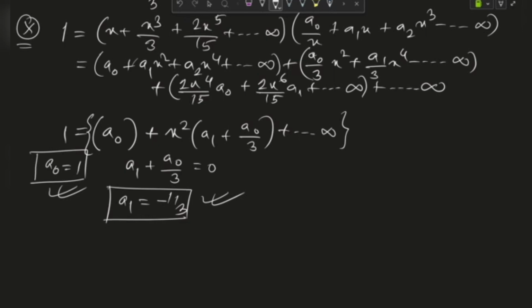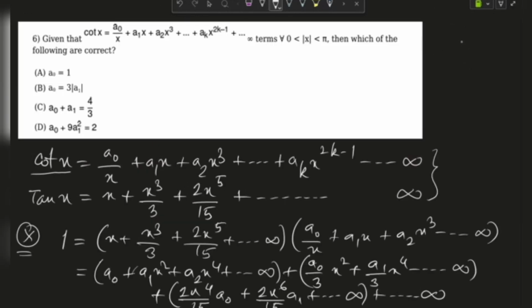Now we will go on to the options. In our options, capital A says a0 is 1, which is absolutely correct. In option B we have a0 is 3 times mod of a1, so mod of a1 is 1 by 3, into 3 is again 1, which is correct. In option C we have a0 plus a1 is 4 by 3. No, this is wrong, because 1 minus 1 by 3 is 2 by 3, so C is wrong. In case of D, a0 plus 9 a1 square: a1 square is 1 by 9, into 9 is 1, plus a0 is again 1, so this is 2. So this is also correct. Our correct options for this question are A, B and D.